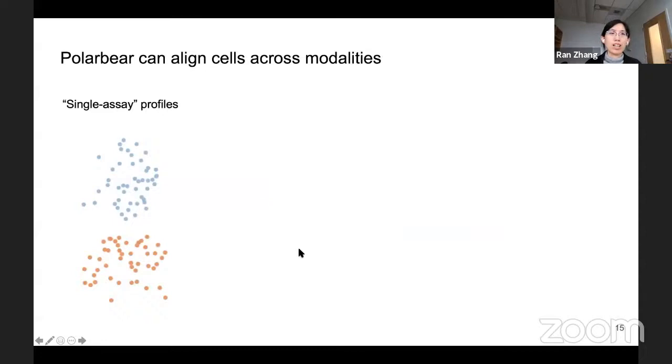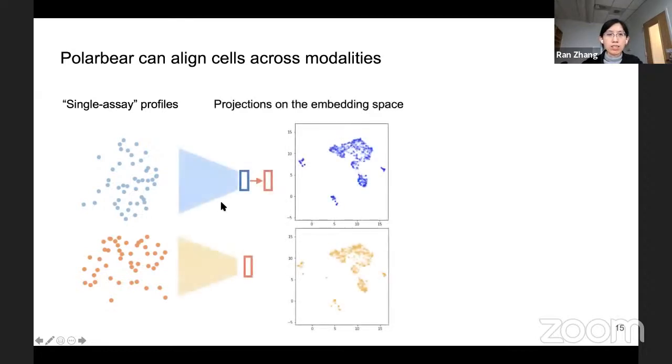And finally, we also found that as an added benefit of this translation model, we can also use Polar Bear to align cells across different modalities. So here we start from these single assay profiles from the test set, and then we project them to the same embedding layer in the Polar Bear architecture. And here is a UMAP visualization of the cells in the same projected space.